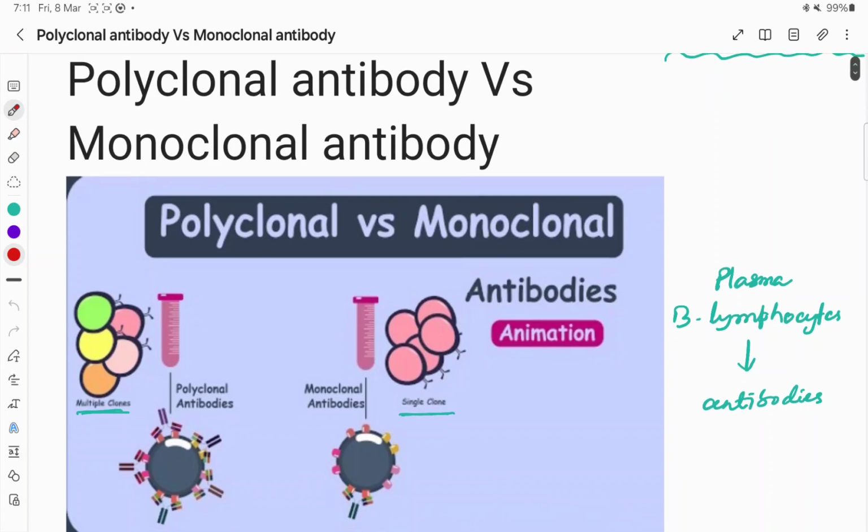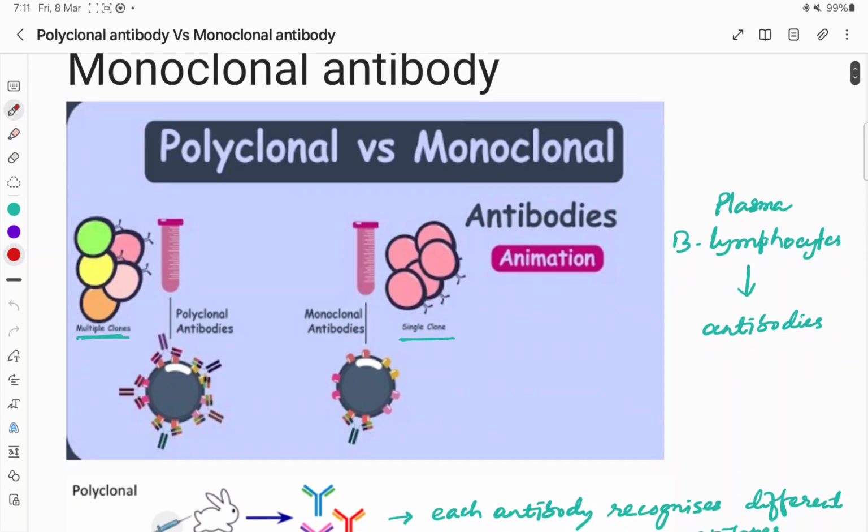As we know, antibodies are produced by the B lymphocytes, the plasma B cells. When these antibodies are produced by multiple clones of B lymphocytes, we call them polyclonal. And when it is a single clone of B lymphocytes, we call them monoclonal. You can see the difference in the picture itself: here you can see a single color, and here you can see multiple colors. So multiple clones produce polyclonal antibodies, and a single clone produces monoclonal antibodies.